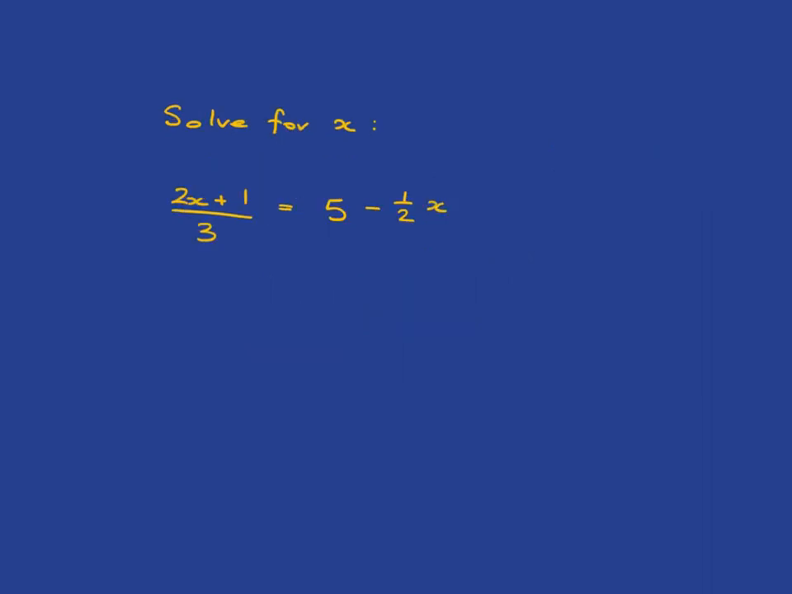Okay, let's try another one. What's the first step here? Write it down. Yep, again, we want to get rid of those fractions, so we're going to find, yet again, the lowest common multiple of 2 and 3, and we already know that that is 6. What's our next step? Write it down.